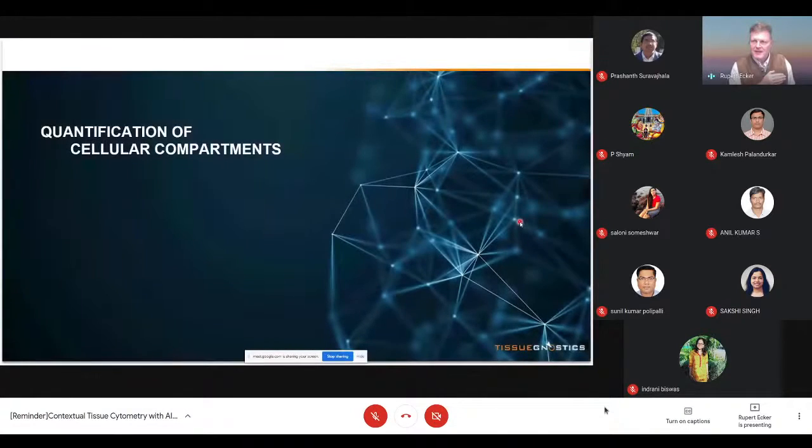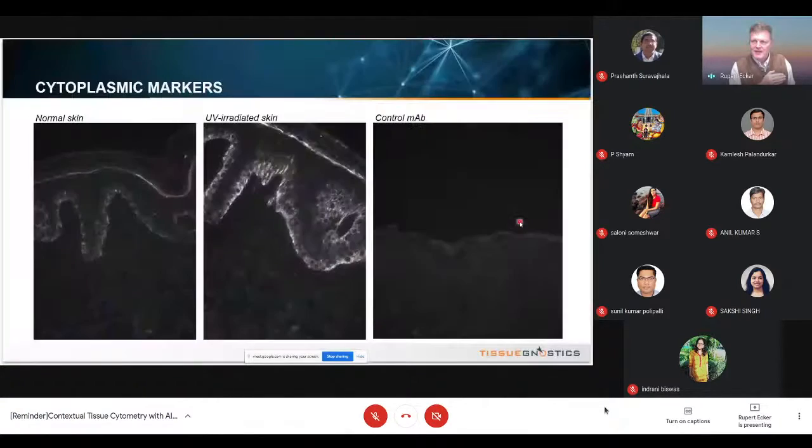Now, this was the first example of nuclear analysis. What happens if our molecule is not expressed in the nucleus, or not only in the nucleus, but also, or maybe only in the cytoplasm, which we see here. This is an example from skin cancer research. We see here two biopsies. The first one is a biopsy of normal skin, and the second biopsy was taken after UV irradiation, so after sunbathing.